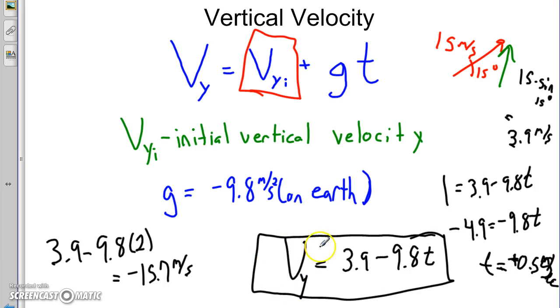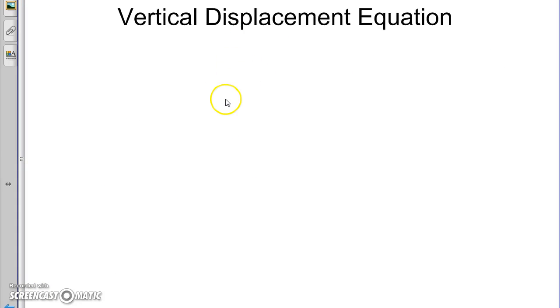You can plug in a velocity and get a time, or you can plug in a time and get a velocity. It's an equation that works. All right. Next one is our vertical displacement equation.